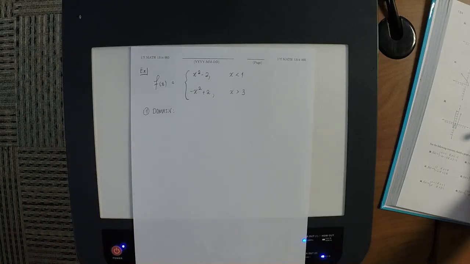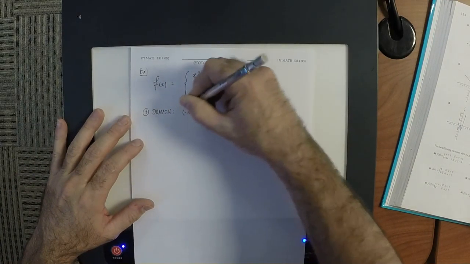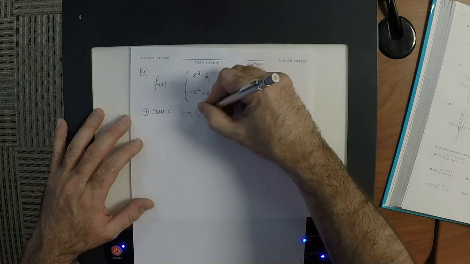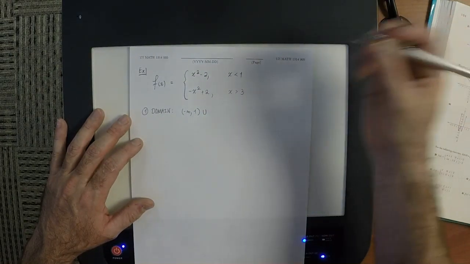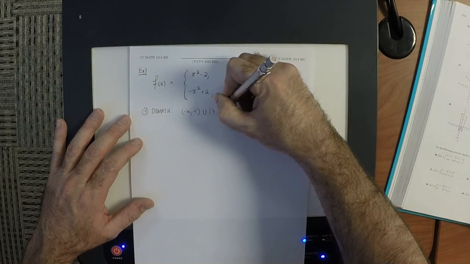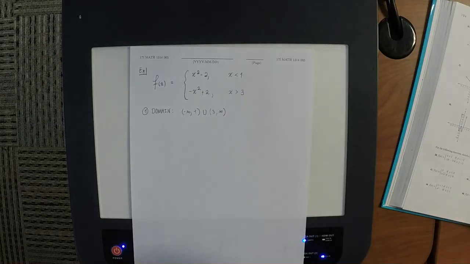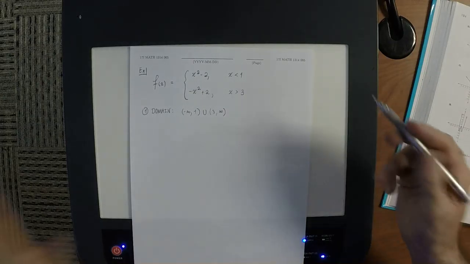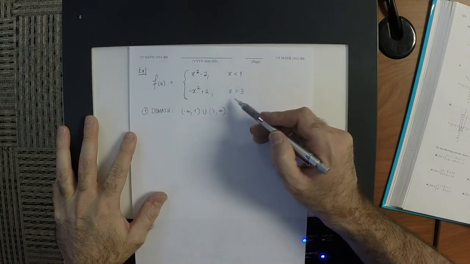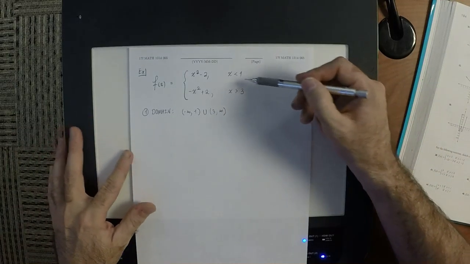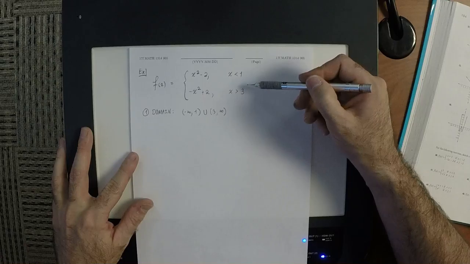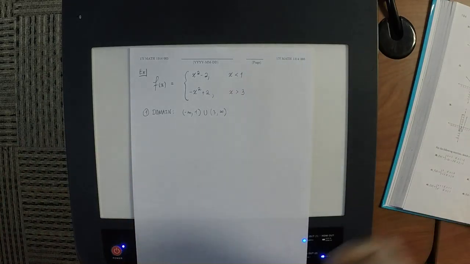So what's the domain? In interval notation. Negative infinity to 1. Union how much? 3 to infinity. Right, so then notably, for this function, you can't plug in 1. You can't plug in 1 because is 1 less than 1? It isn't, right? And then is 1 more than 3? It isn't. So 1 doesn't satisfy any of the guards of the clauses. So you can't plug in 1.